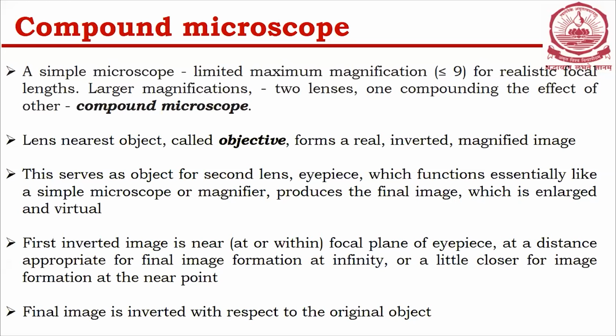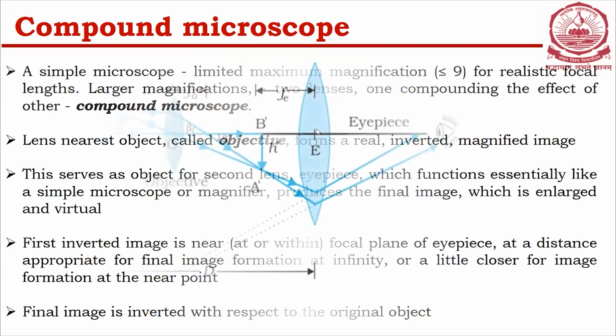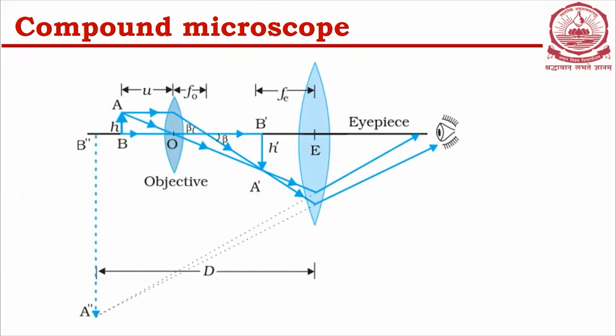Okay. So first we'll take the compound microscope. You can see this is the ray diagram of a compound microscope. This is a combination of lenses, as I said before. You have a lens of shorter focal length, which is the objective, near to the object, and another lens which is near to the eye. So this is the eyepiece.